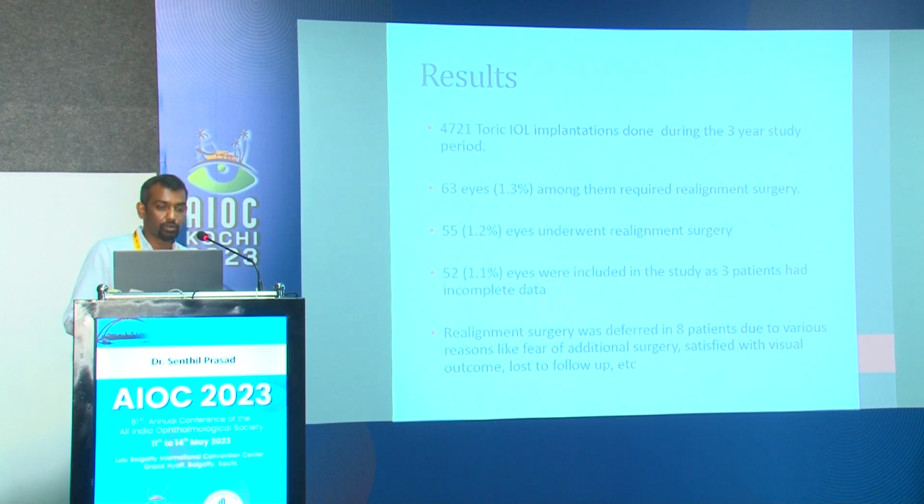So we evaluated around 4,721 toric IOL implantations during the 3-year study period, of which 63 eyes met the inclusion criteria for realignment surgery, and realignment surgeries were done in 55 eyes. We included 52 eyes in the data because 3 patients had incomplete data. In 8 patients, the realignment surgery was deferred, as they were either not willing to undergo another surgery or they were happy with their post-operative vision.